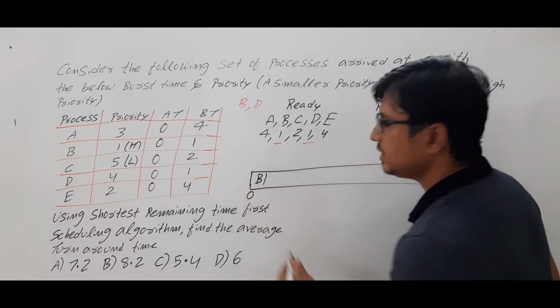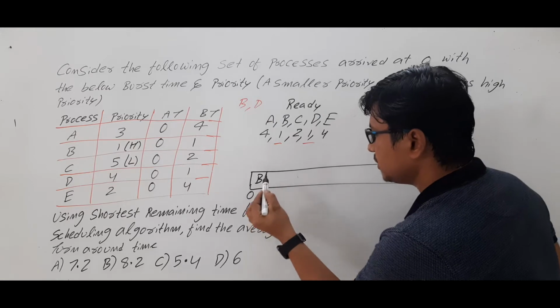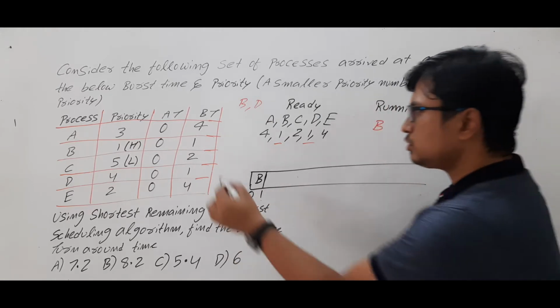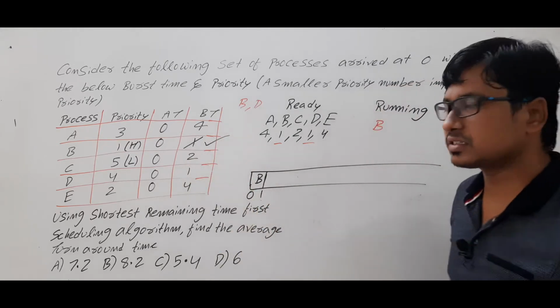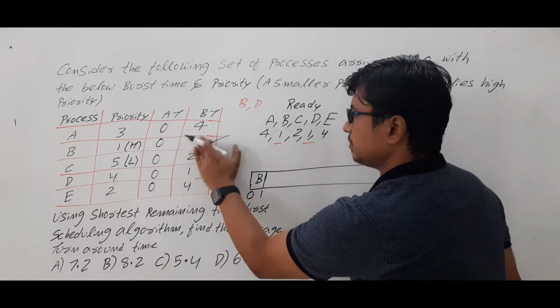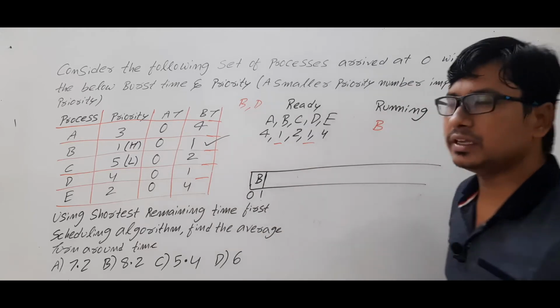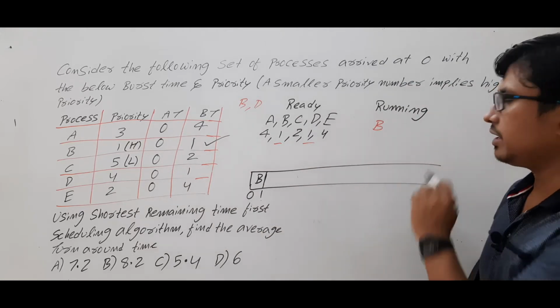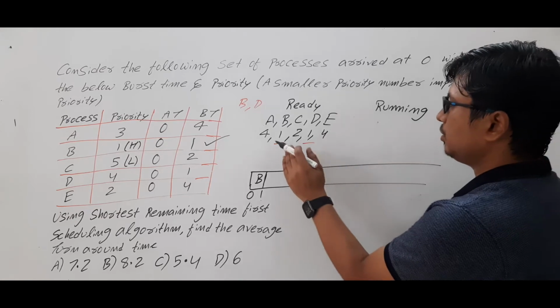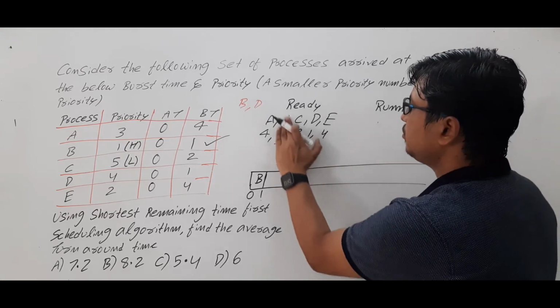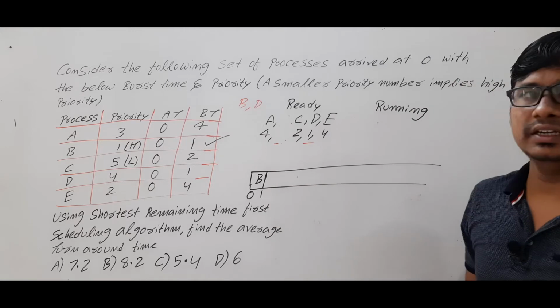Now process B will run for 1 unit of time and it needs only 1 unit of time, so process B has completed its task. Are you able to understand? Process B, after 1 unit of time, has gone to the terminated state. Now there are only 4 processes, A, C, D, E.